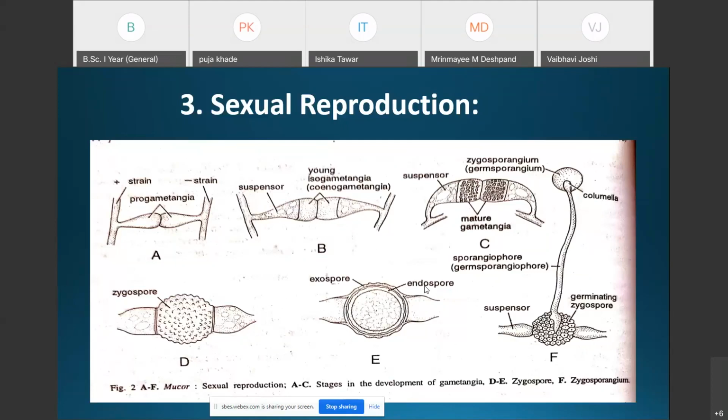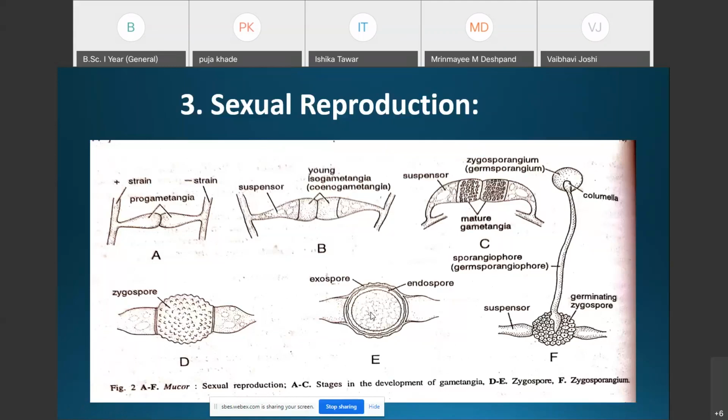Then all the diploid nuclei formed in the zygospore after the plasmogamy undergo meiosis division. That is the third stage in sexual reproduction. In the first step, plasmogamy takes place, that is, the entire content of the gametangia gets mixed with each other. Then in the zygospore, the second step is karyogamy, that is, the nuclei of the opposite strains fuse with each other, forming a large number of diploid nuclei. And the third stage is meiosis.